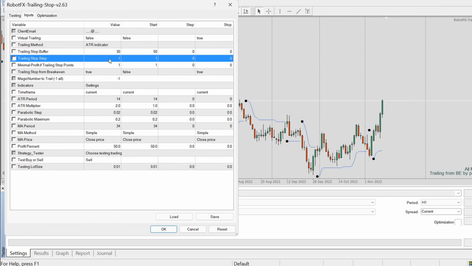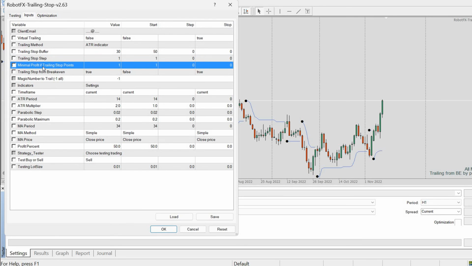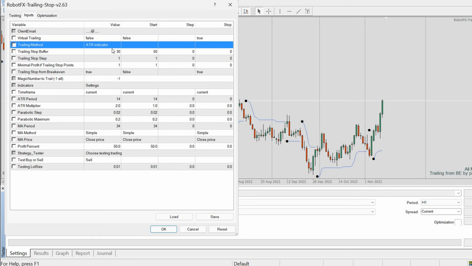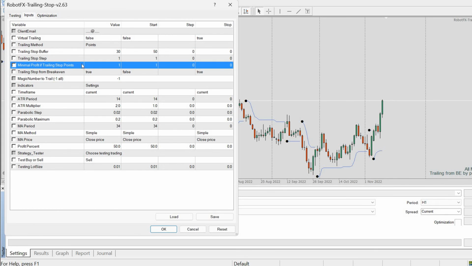The trailing stop step instructs the expert advisor to move the stop loss 1 pip at a time, or if the price moves at least 1 pip in your favor, then the expert advisor will also be allowed to drag the stop loss and trail the price. And there is a possibility to set the minimal profit when trailing stop, when the method is trailing by points. This is basically to lock 1 pip in profit, or as many as you want to enter right here, but only when you're trailing by points.